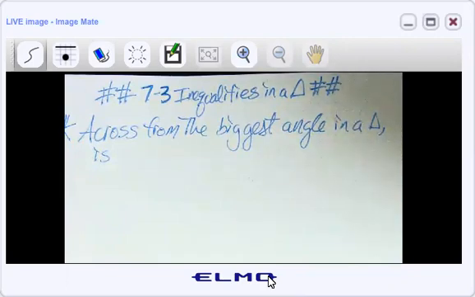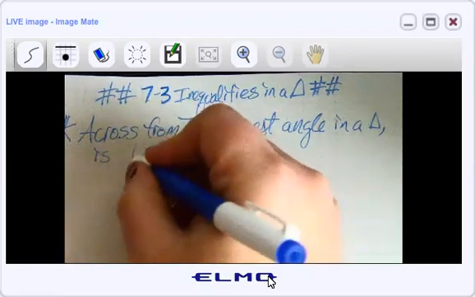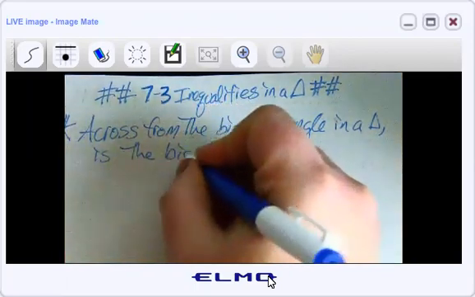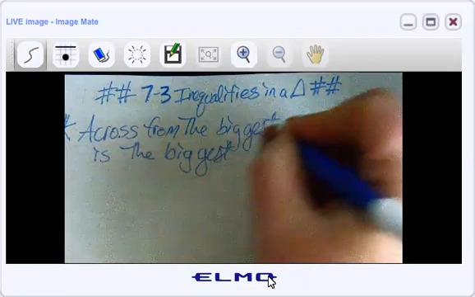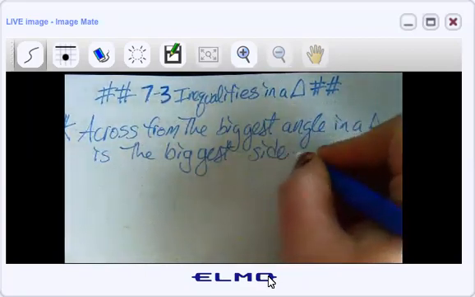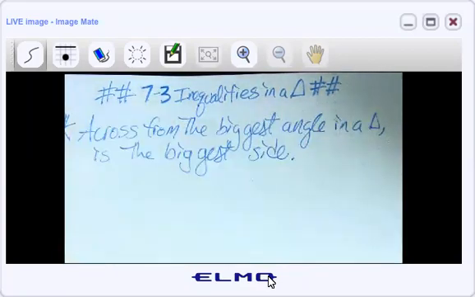So now I'm just saying any biggest angle, whether it's the 90-degree one, if it's an obtuse triangle, even if it's a cube, doesn't matter. Whoever is the biggest angle, across from it is going to be the biggest side. All right. So across from the biggest angle in a triangle is the biggest side. So this is super important. It makes sense because we already knew that this was true in a right triangle.